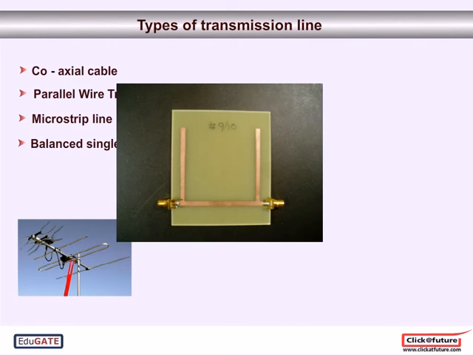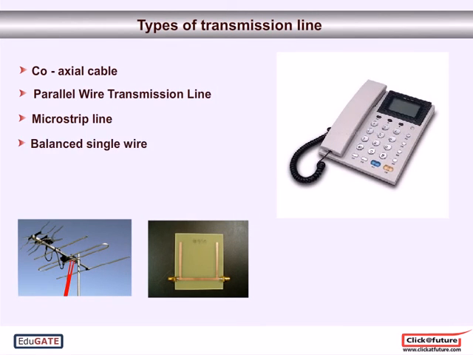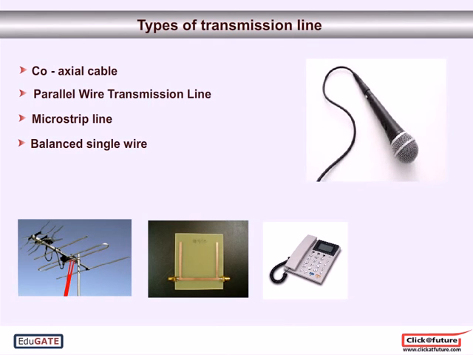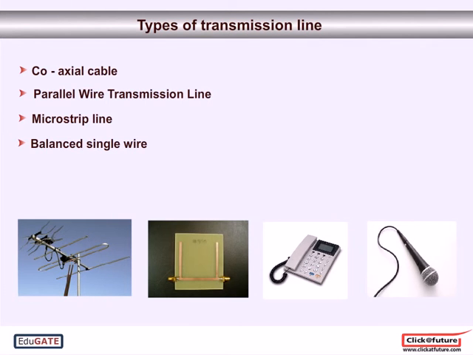3. Microstrip line. It is mostly used in PCB designing. 4. Balanced line. This is mostly used to reduce some external noise. Mostly used in microphone and telephone to reduce external noise.